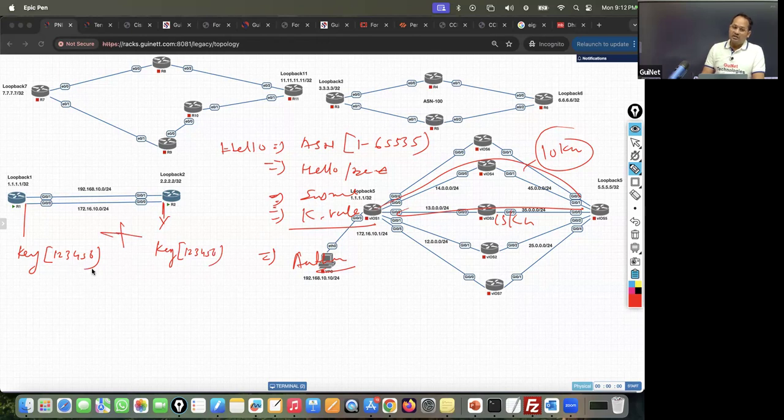If authentication is configured on one side, the other side must also have the same authentication. If it is not there, you cannot form the neighborship. Clear? So this is how it is going to happen for the authentication configuration. So this is the hello information.